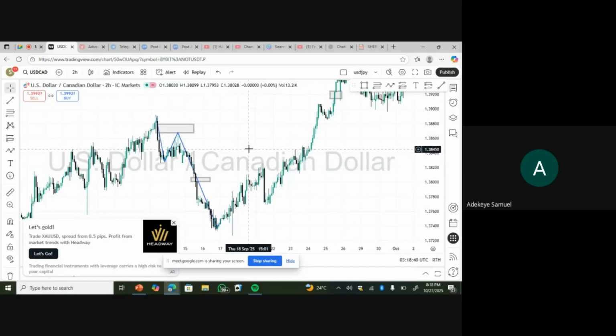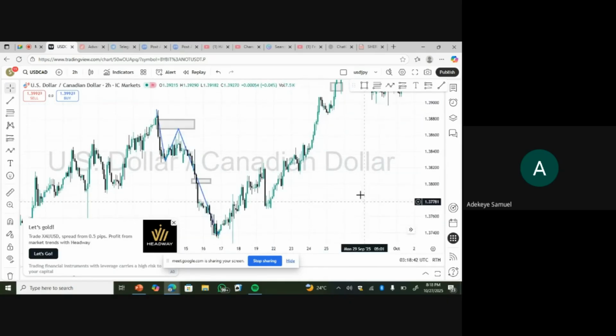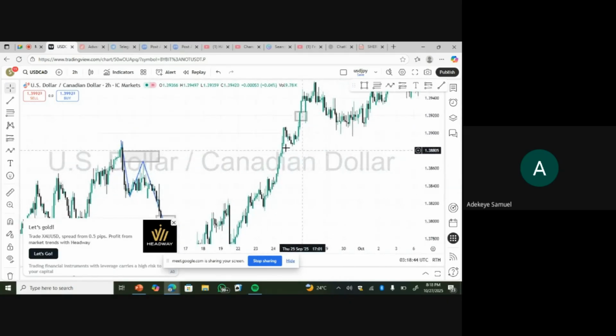Now let me show you, this is for bearish. Let me show you for bullish now. This is a bullish market here. Now for this we have 1, 2, 3, the gap here. You see this third candle and the first one, 1, 2, 3.